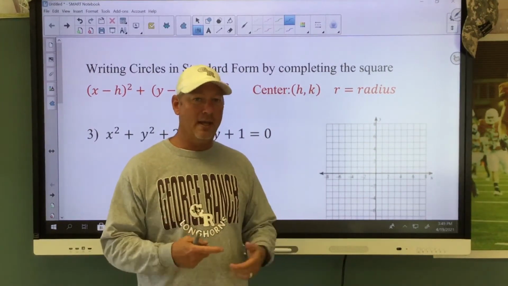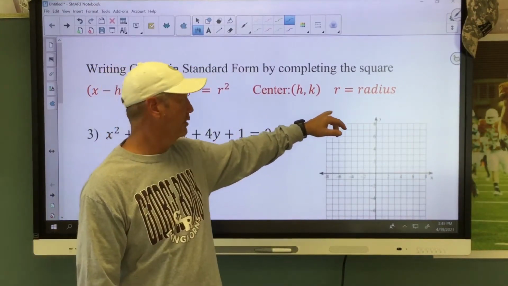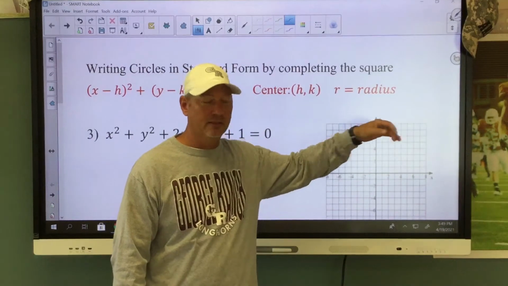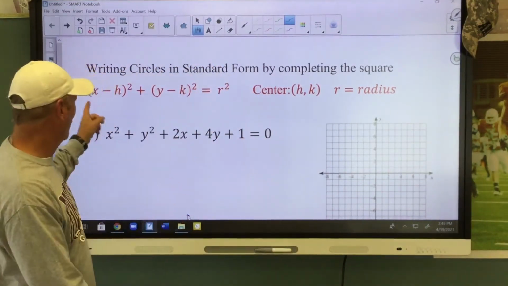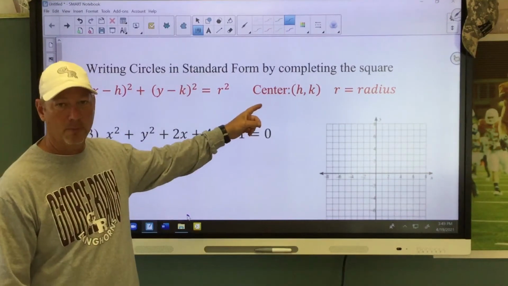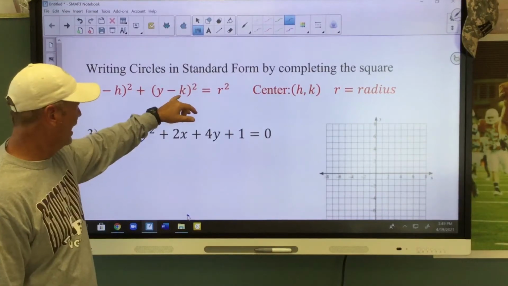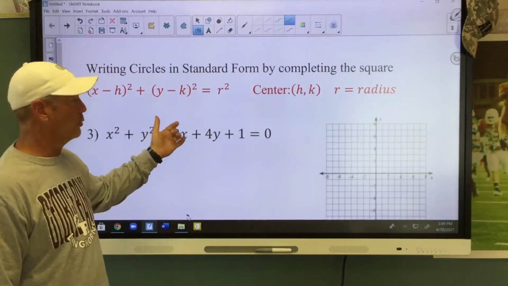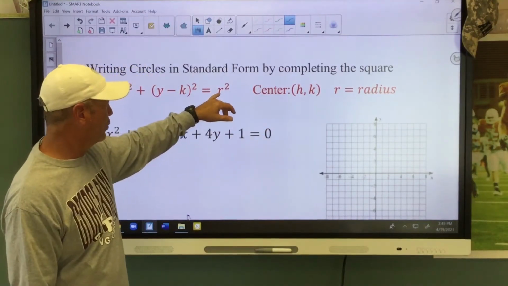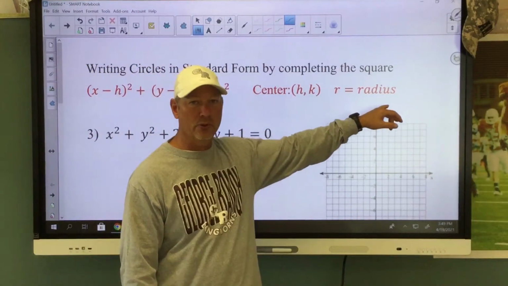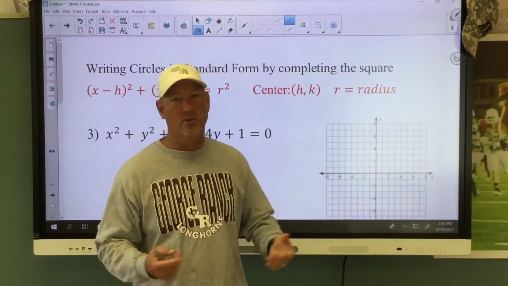Along the way, we're going to be able to determine the location of the center of the circle and what our radius is. Once we get through completing the square, our circle will be in standard form. We find the center by h and k. They're inside the parentheses, so we take the opposite to find the center. My radius is squared, so we take the square root to find the radius. All right, let's complete the square and show you what it's like.